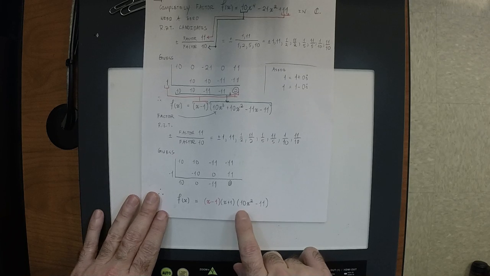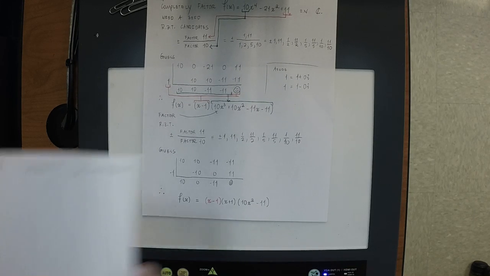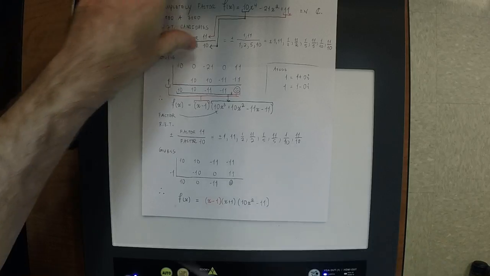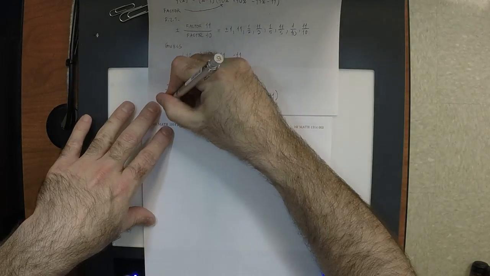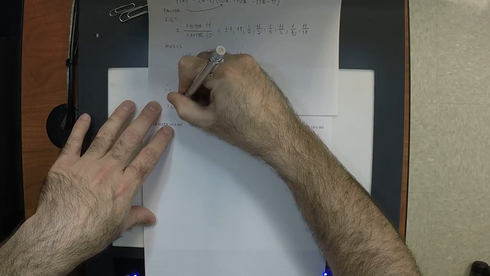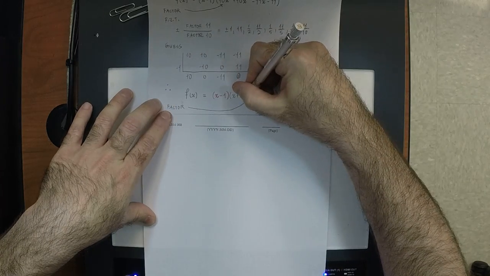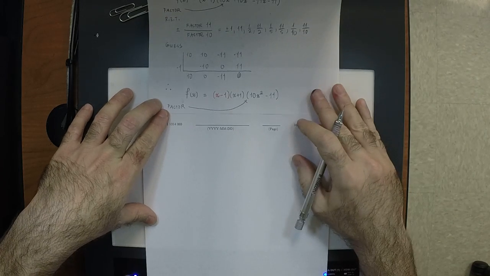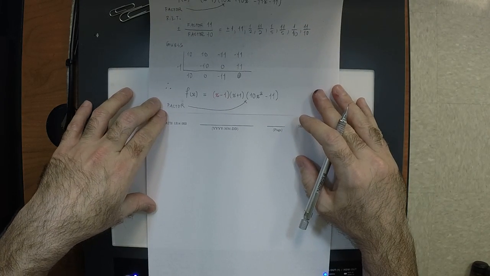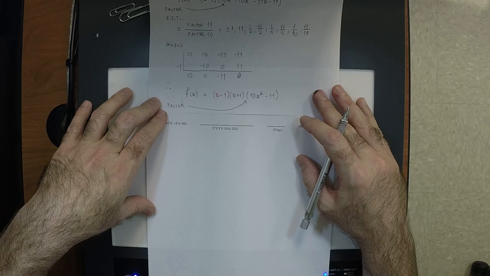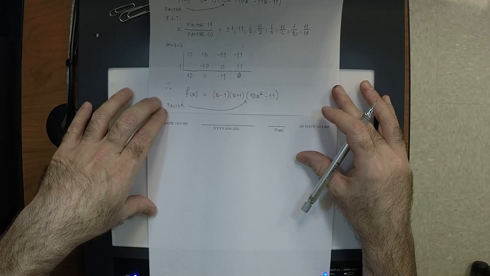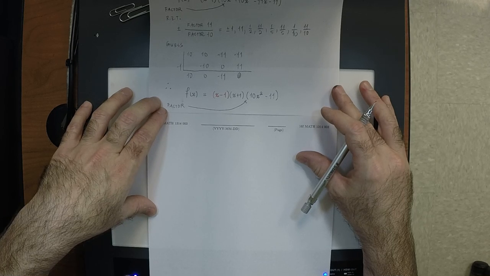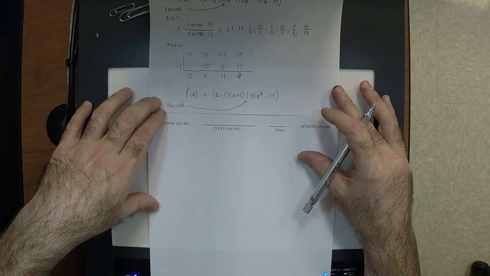Okay, so now we want to do this. So now we're trying to factor this part. But it's a quadratic, and we have lots of techniques to deal with quadratics. So what do you want to do? We could do the product sum thing, we could use the quadratic formula. You want to use the quadratic formula? Okay.